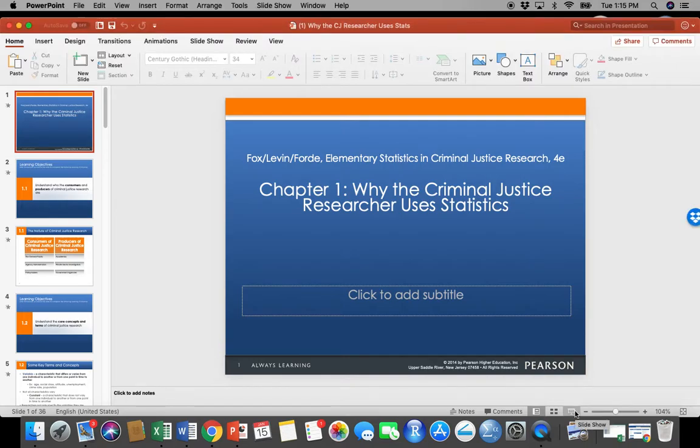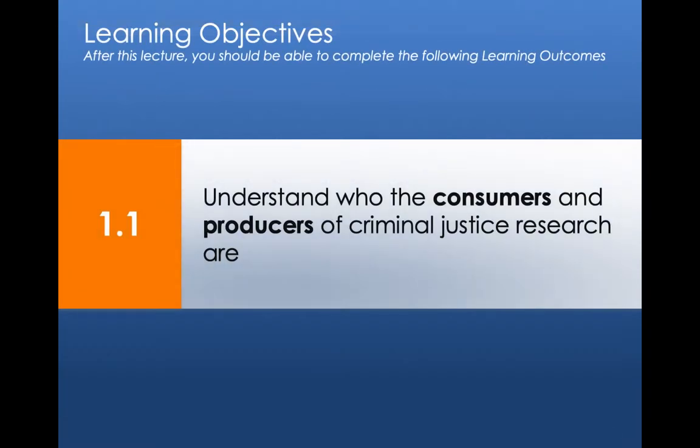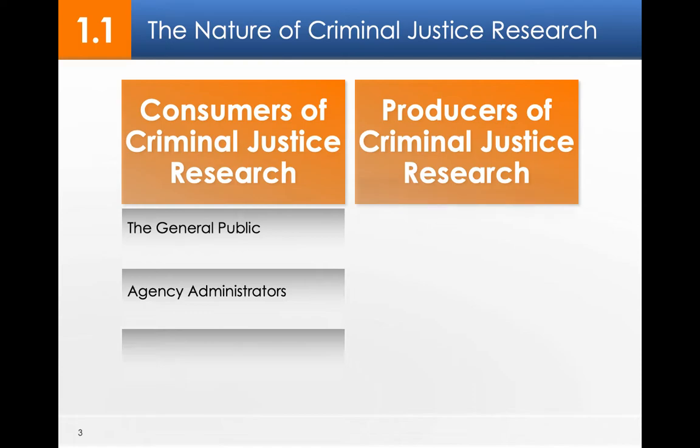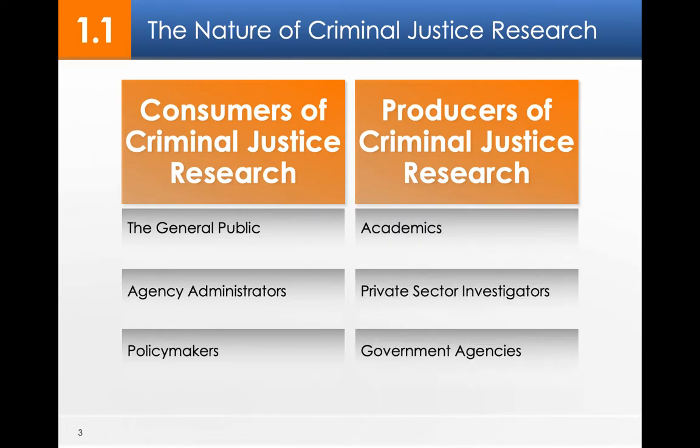All right, the first chapter of our text talks about why we use statistics in criminal justice. So first we want to think about who uses statistics and where those statistics come from. Statistics are used by the general public anytime we see a story in the news or hear someone say something like, "XYZ is causing crime." They're also used by people who run agencies and people who make policy. Those statistics come from research done by academics as well as people in both government and the private sector.